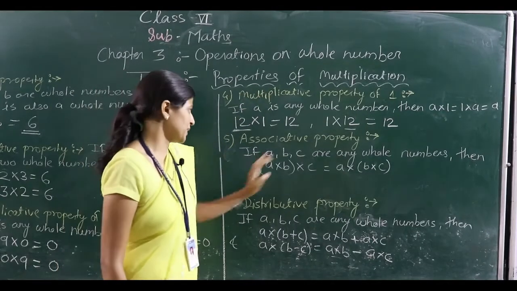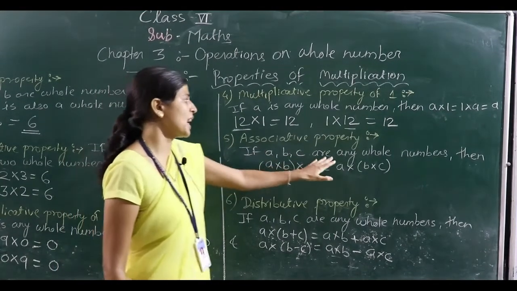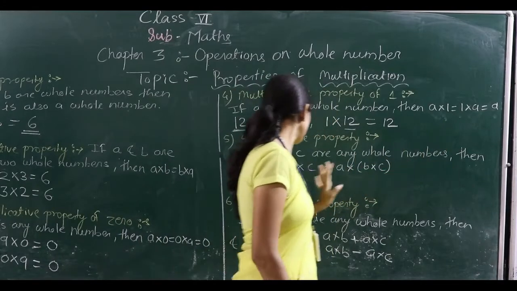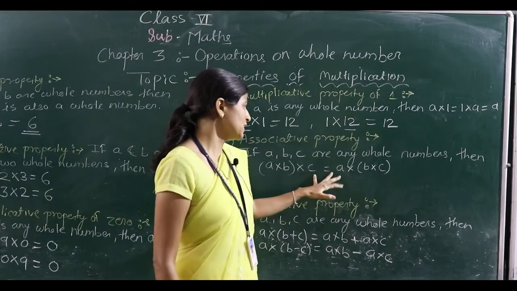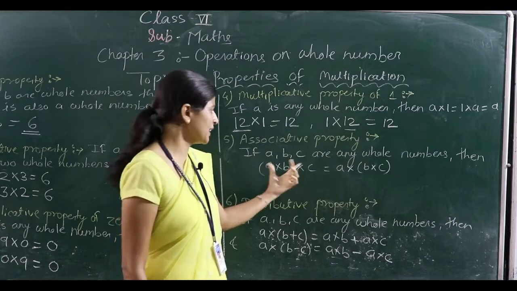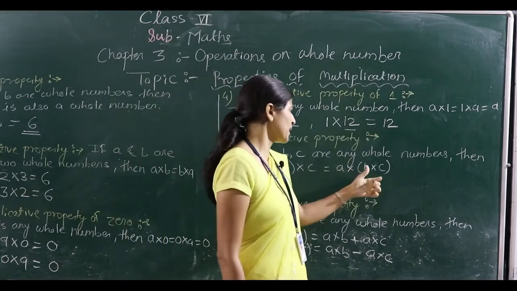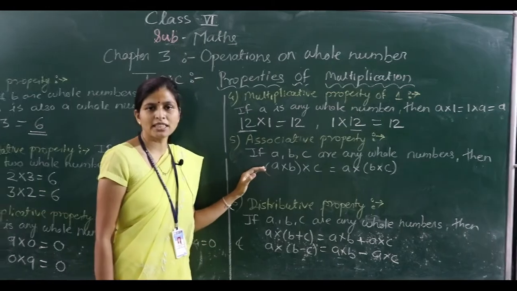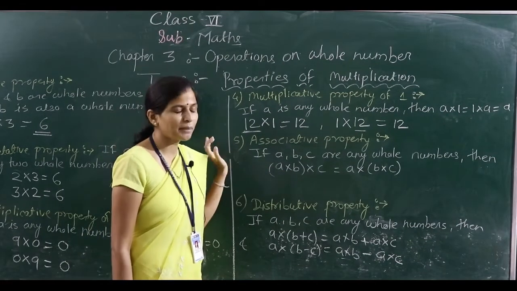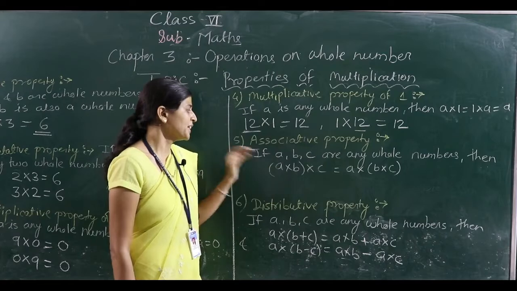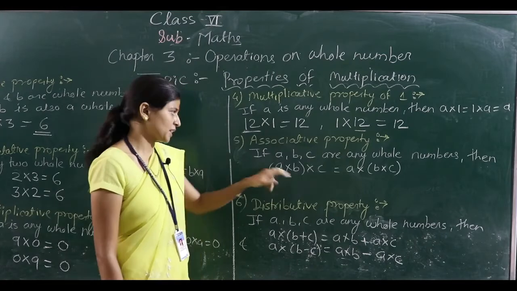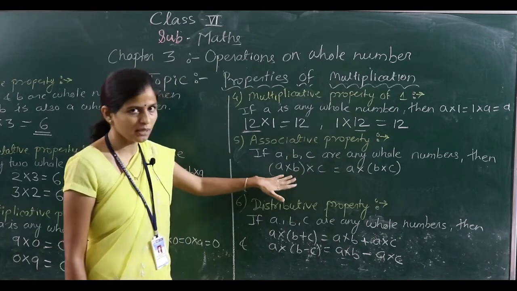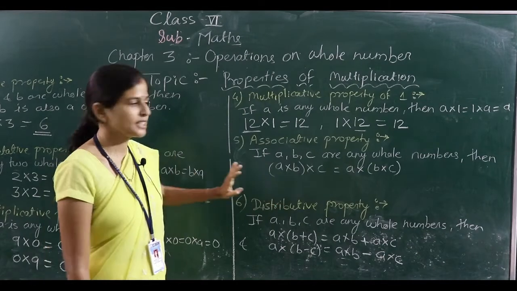Now, the associative property. If A, B, C are any whole numbers, then A into B into C, means (A into B) into C, equals A multiplied by (B into C). Like in addition, we interchange the bracket in multiplication, and we get the same answer. If we interchange the bracket in multiplication, we get the same answer.